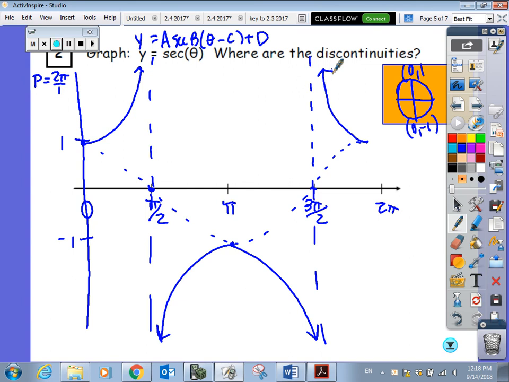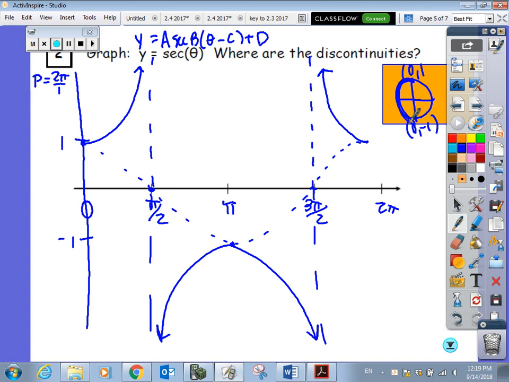Let's say I wanted you to list 3 discontinuities, but there's only 2 here. What could we do to pi over 2 to get 1 over there? How far is it from pi over 2 to 3 pi over 2? It's pi. So we could take pi over 2 and subtract pi, which would get negative pi over 2. Or if I wanted another one over here, I could take 3 pi over 2 and add pi.